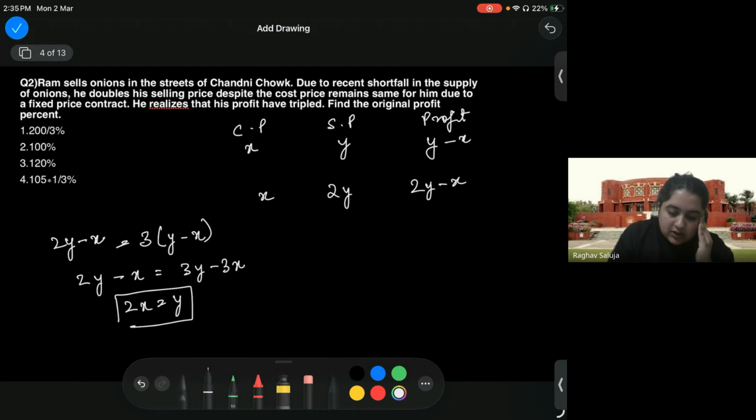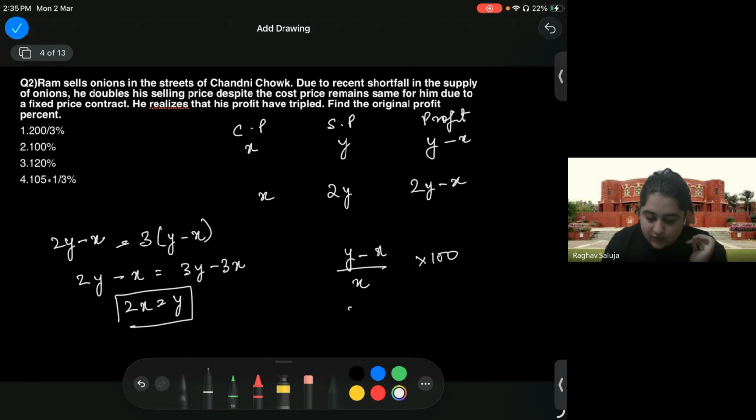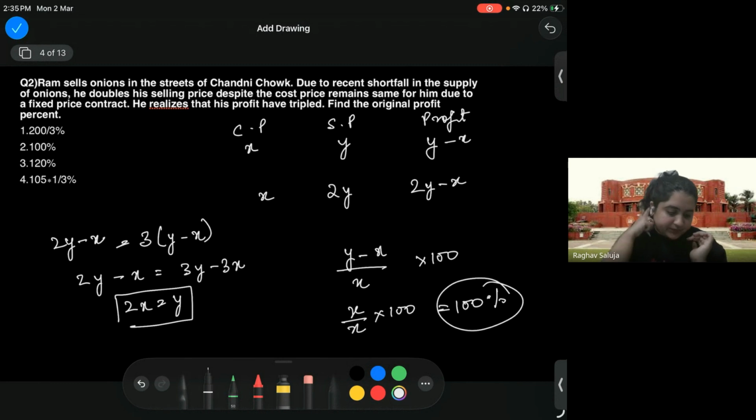So our original profit percentage is going to be y minus x, that is selling price minus cost price, upon the cost price, that is x, into 100. So our y is nothing but 2x. So this will be x by x into 100. That comes out to be 100%. So our answer is 100%.